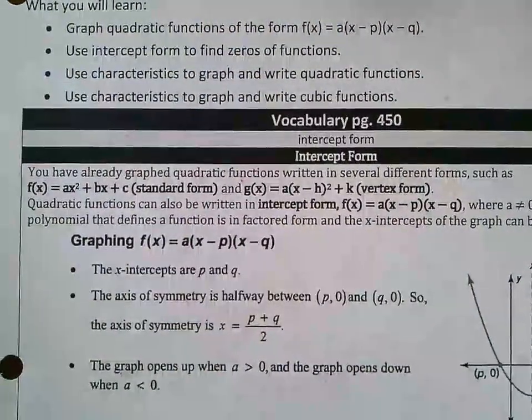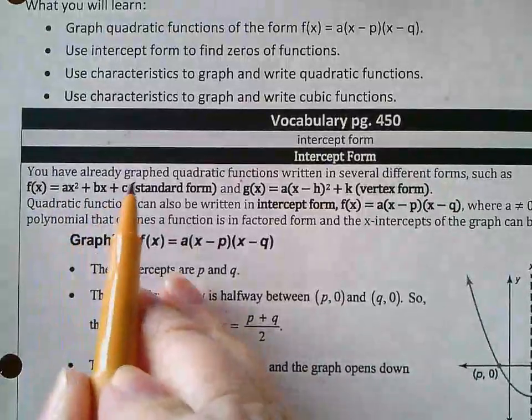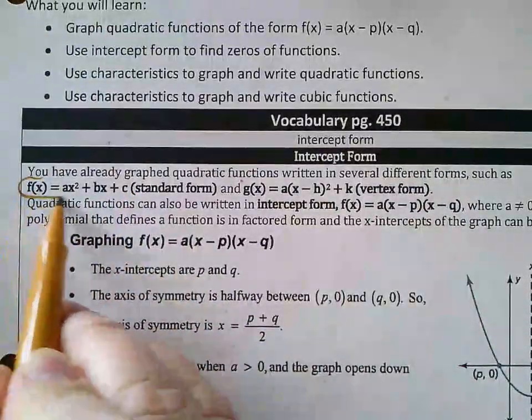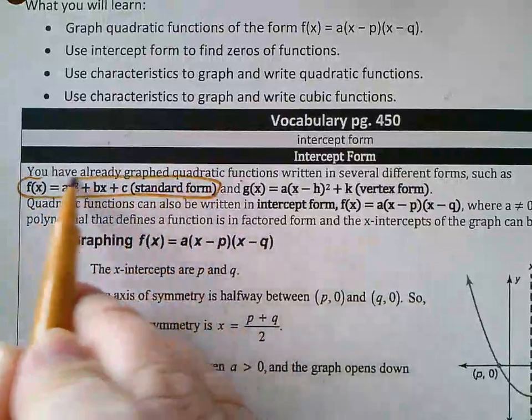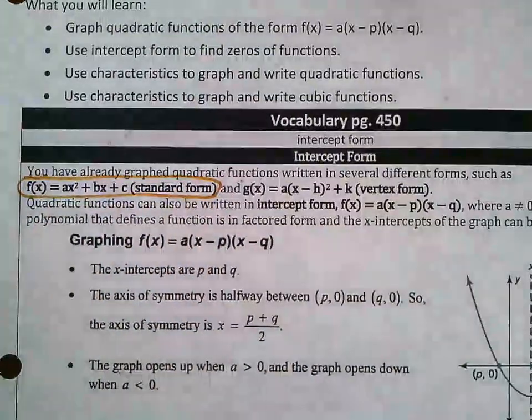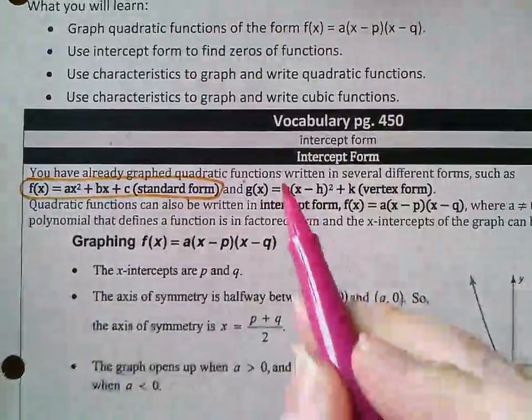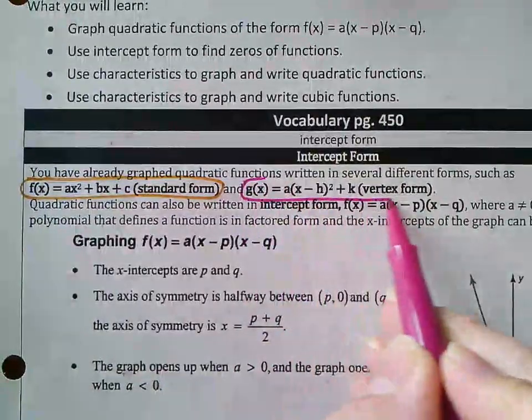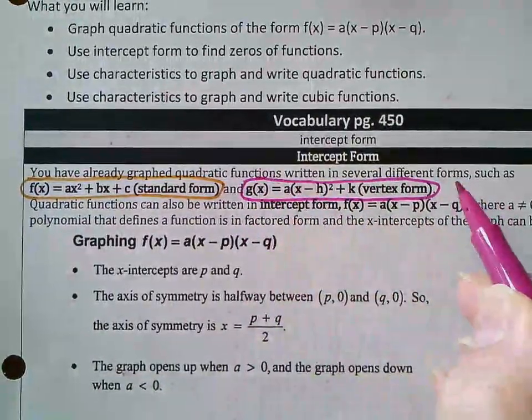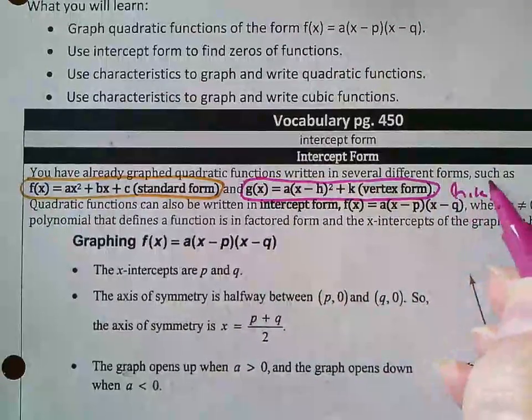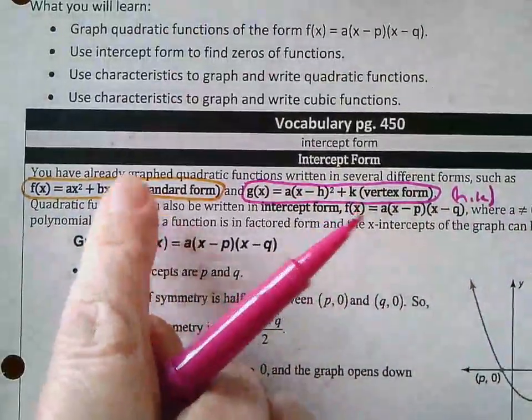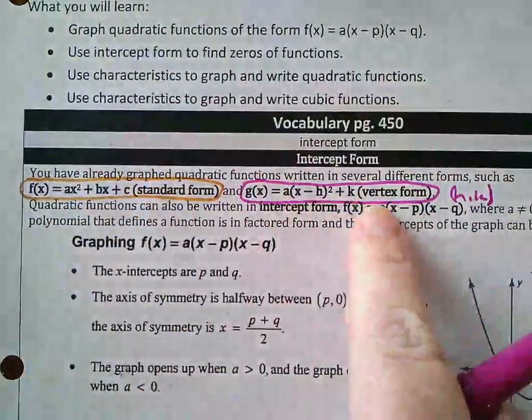So this right here was our standard form that we've been working with, especially when we come to factoring and things like that. And this is our vertex form, the one that gave us the vertex as (h, k). So you might recall that. So, standard form, vertex form.